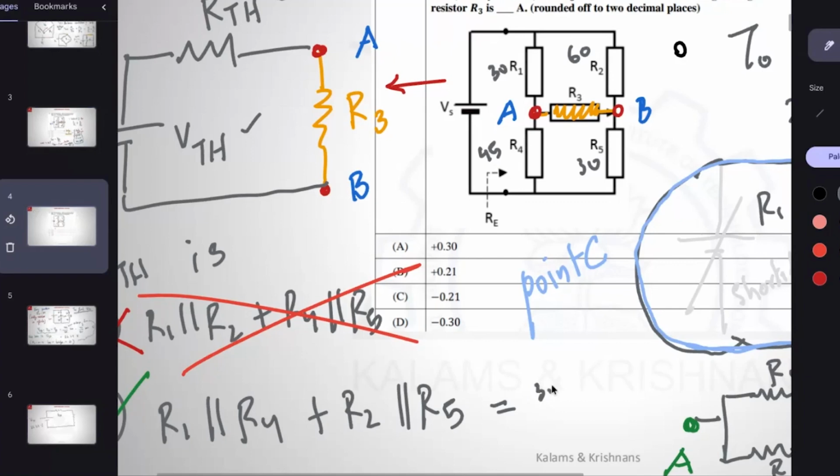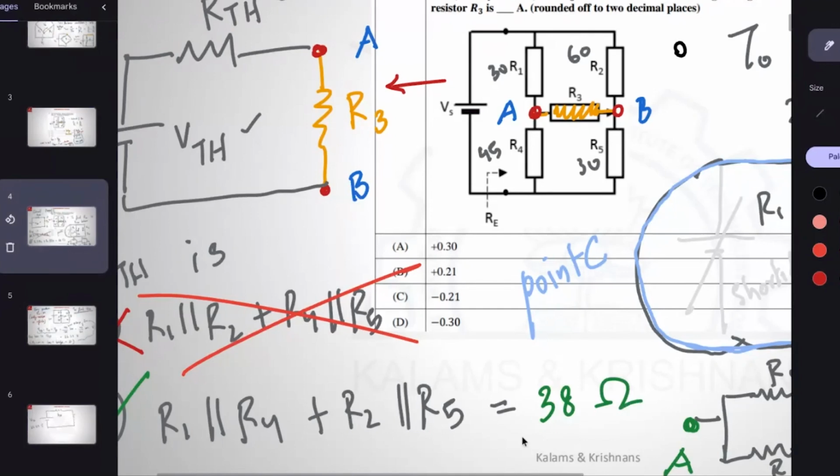Give me one number. 30 parallel 45 is 30 times 45 divided by 75, since 30 plus 45 is 75. 60 parallel 30 is 60 times 30 divided by 60 plus 30, which is 90. Kirtana answered 38 long back. Fine. Kirtana went to the next step, so the current is 0.208. Suppose that is correct. This happens to be 38 ohms. We need this number, 38 ohms.